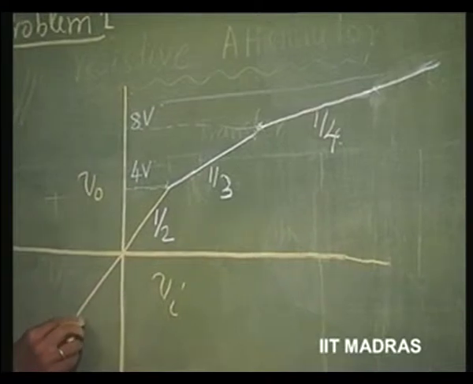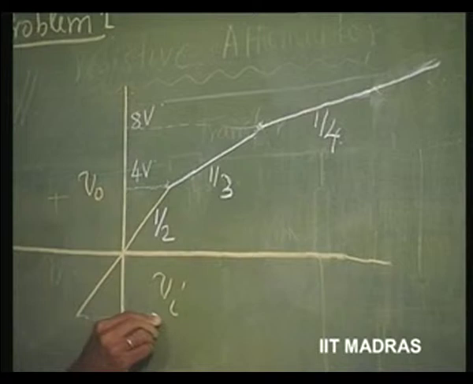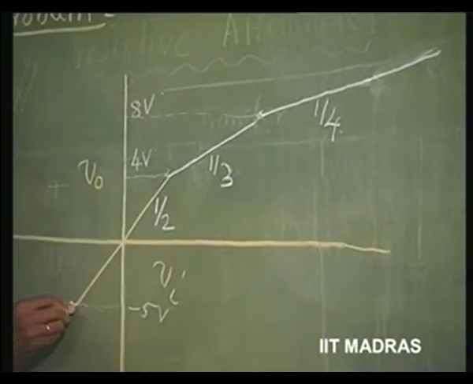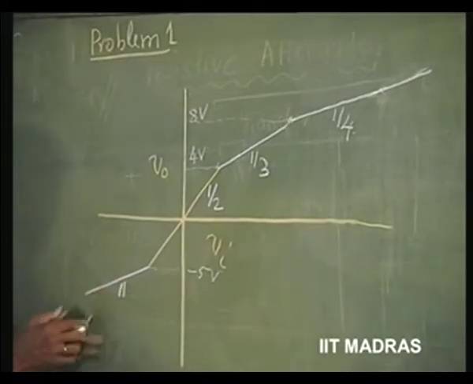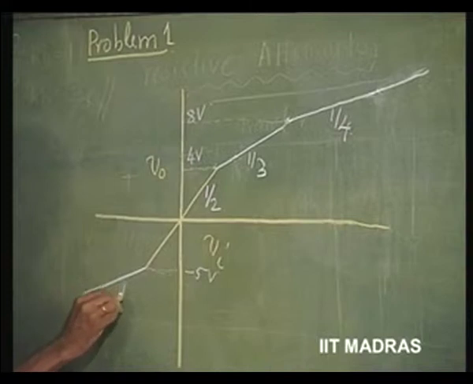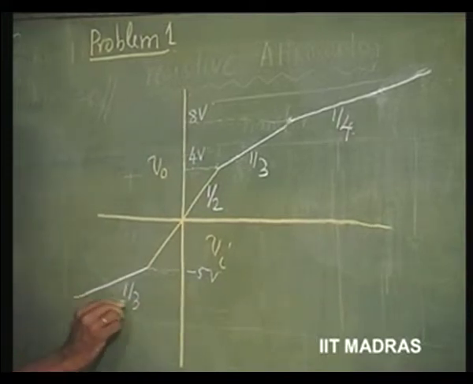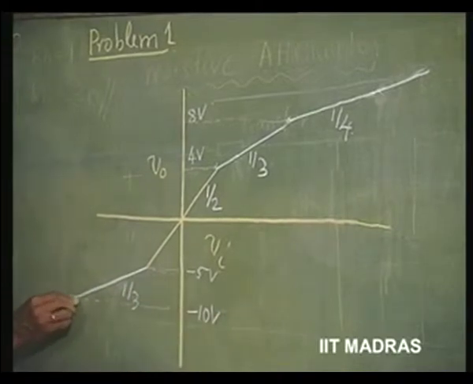Here in the negative side, let us say it changes over at minus 5 volts output. It changes over to, let us say, 1/3. Then at about minus 10 volts, it becomes 0.